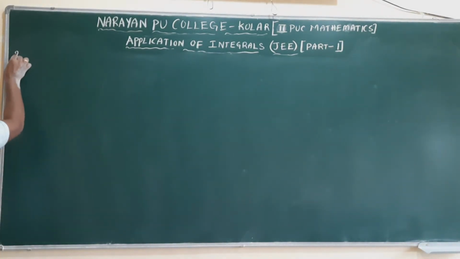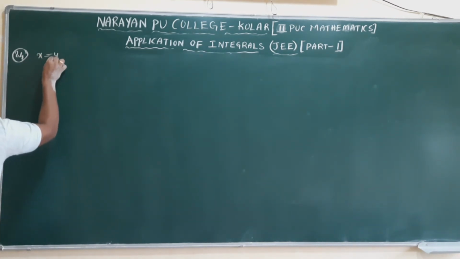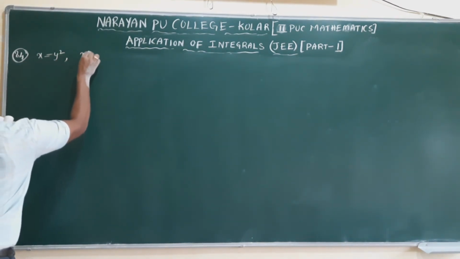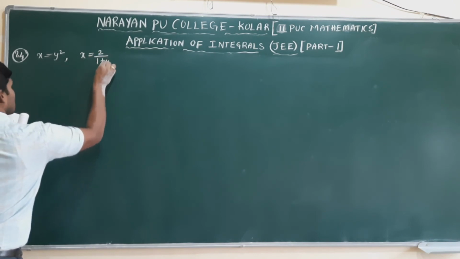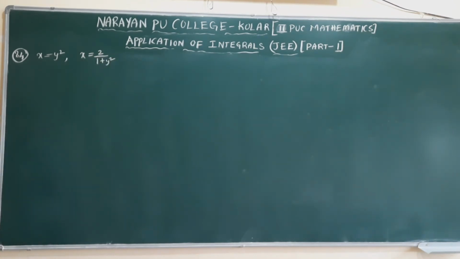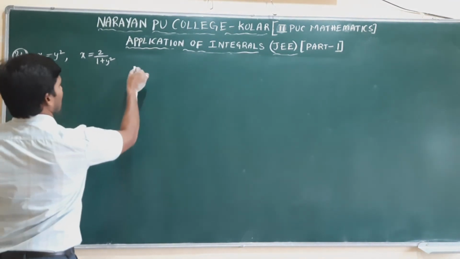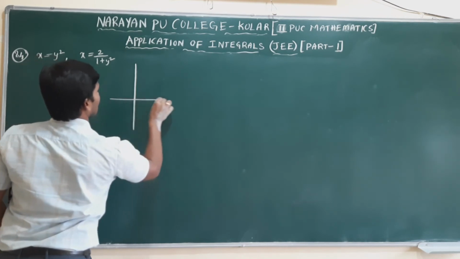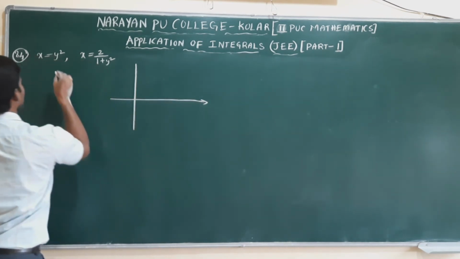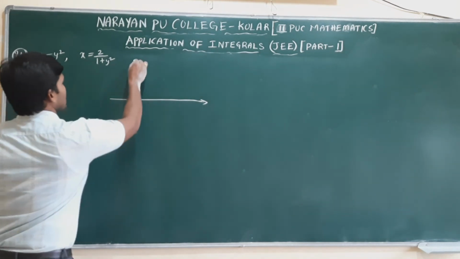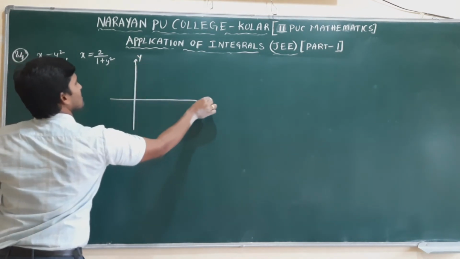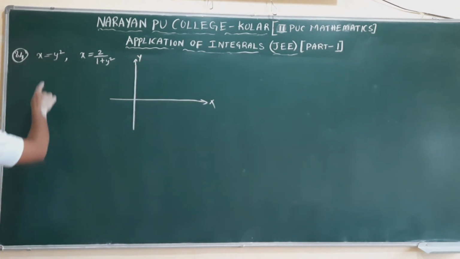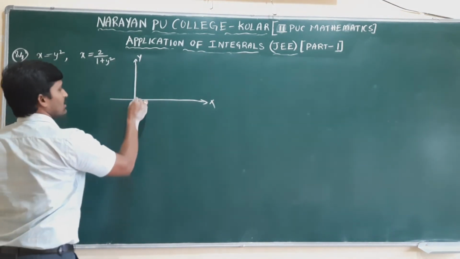Question number 84. The area bounded by the curve x equal to y square and x equal to 2 by 1 plus y square. Here also the limits are not given. We need to find them here. Okay, first you draw the graph, then you can understand. The first equation is clearly in the standard form of a parabola.